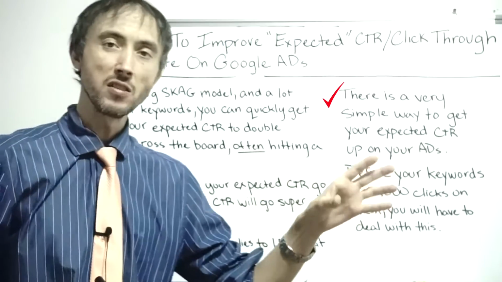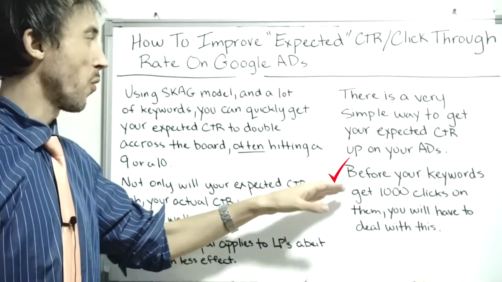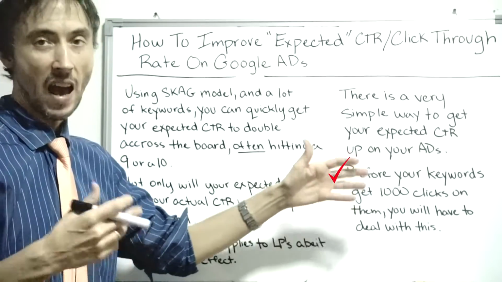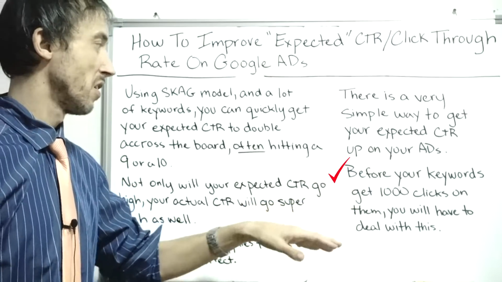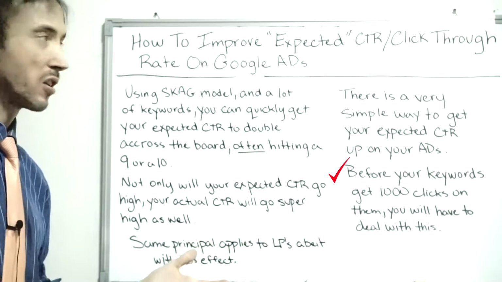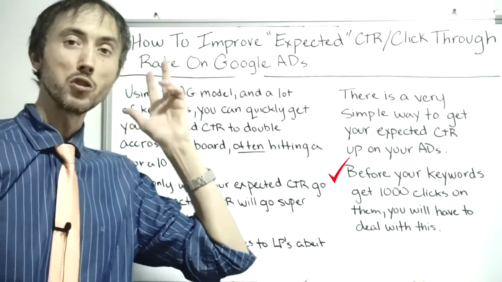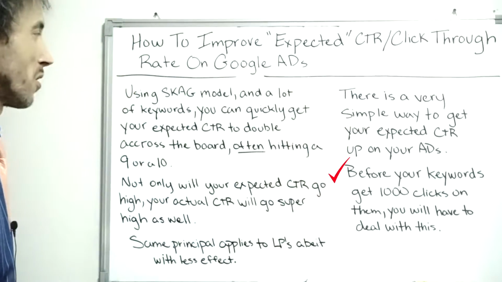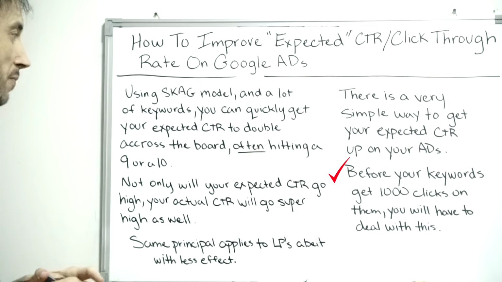Their algorithm tries to assume what your click-through rate is going to be, and therefore what you're going to pay per click, before your keyword, or ad group if you want to say ad group, gets at least 1,000 clicks on it. So it's going to help you out if you can get an expected click-through rate that's closer to showing above average for your keywords, because it gives you that rating on a per keyword ad basis.